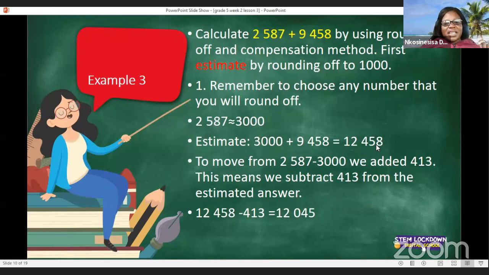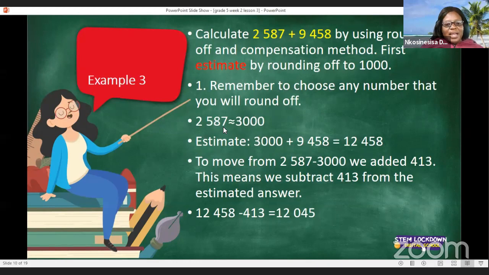That is the estimated answer. Now we check. Remember, we are rounding off and compensating. So we have to compensate, but before we can compensate, we have to check. Did we go up or did we go down? So from 2,587 to 3,000, what happened?